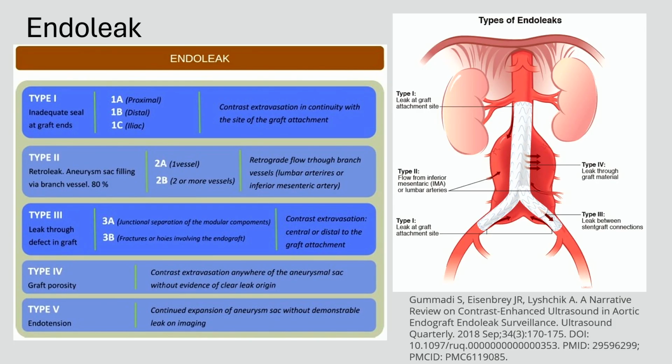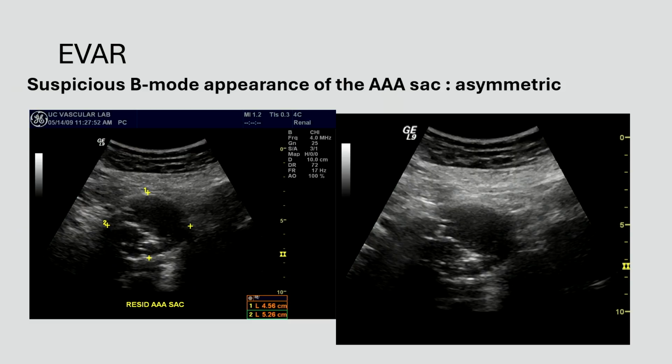And 5 means the sac is expanding. We have no clue where it's coming from or why, okay? But the 1, 2, 3, and 4 have different reasons that we can point to. And then there are subcategories of them. The more you know how to talk the language of the interventionalist or the surgeon, the better.